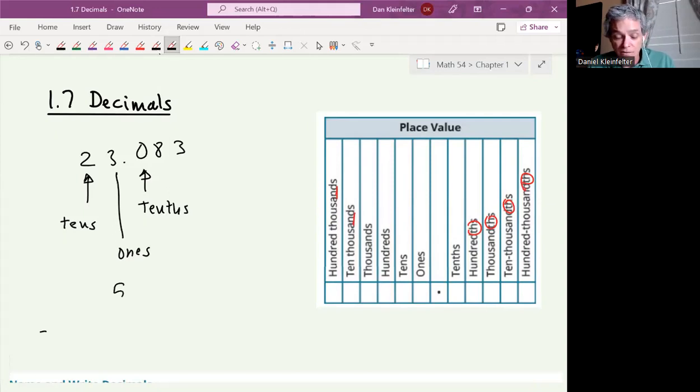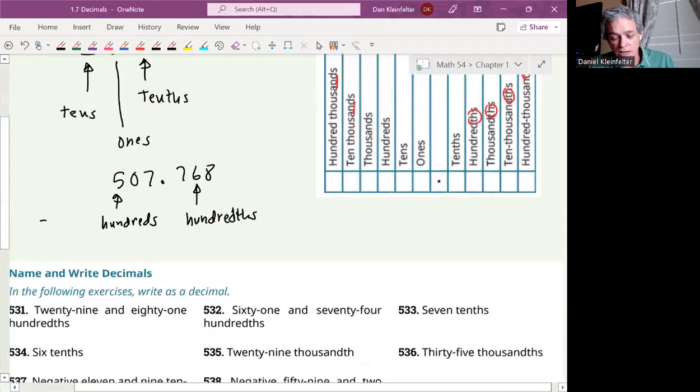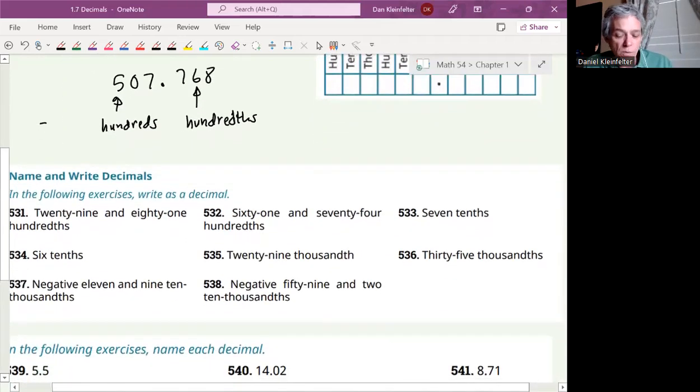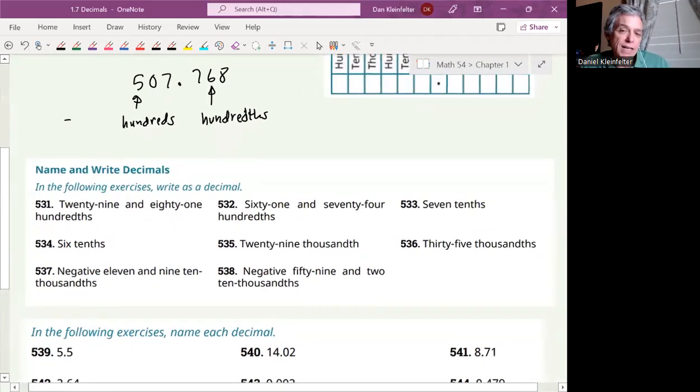Similarly, if you have 507 and then a dot and then 768, the 5 here is in the hundreds place. And then the 6 on the right side is in the hundredths place. So be careful of that, especially when you're working with rounding and you need to know what decimal place you're in. Okay, so the best way to go through the rest of this is by trying examples of everything. So we're going to do that.